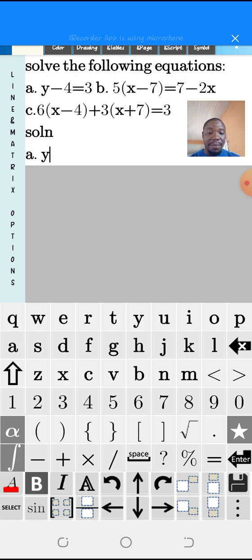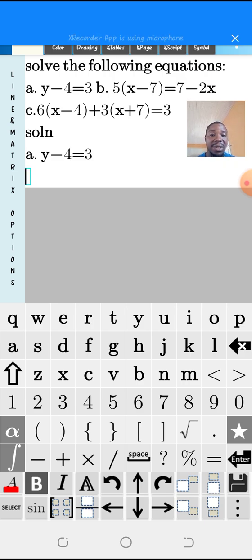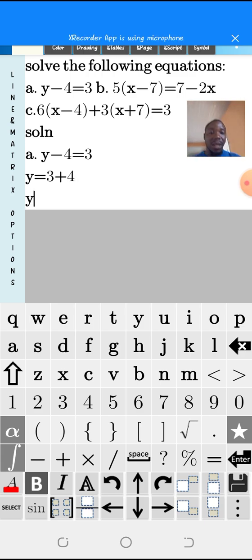We have y minus 4 equal to 3. So what we do here is you collect like terms. Collecting like terms means the y term will be on one side and the constant term will be on one side. The only y term we have is y, equals 3, and then the minus 4 we cross over and it becomes plus 4. Is that okay? So y is equal to 7 here.